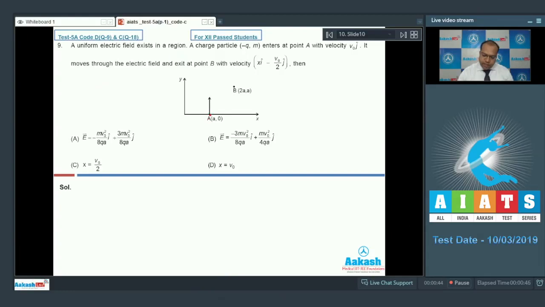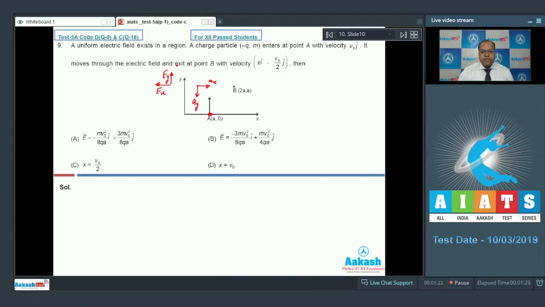The negative charge particle enters through this point and it gains a velocity in x direction. It means that the electric field is acting in this direction, due to which it gets acceleration in this direction. And if I see the motion in vertical direction, then its velocity reduces in magnitude. It means that the electric field in y direction is acting in this direction, and acceleration due to this electric field will act in this direction.